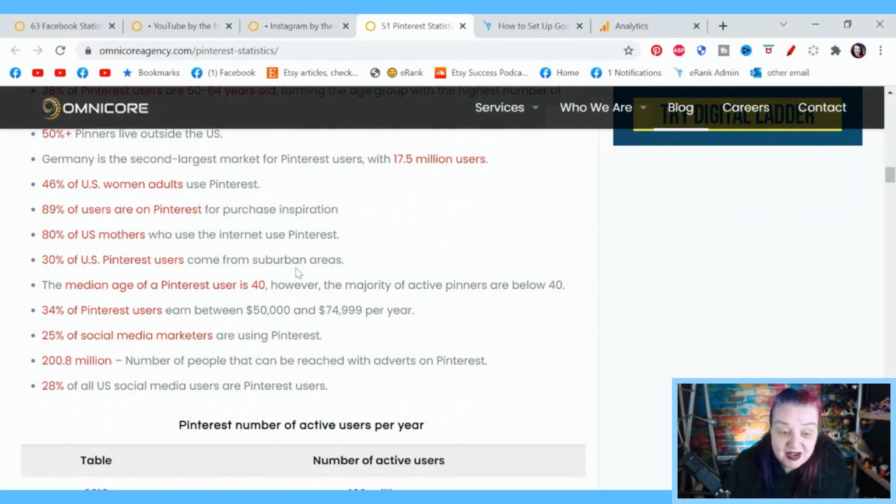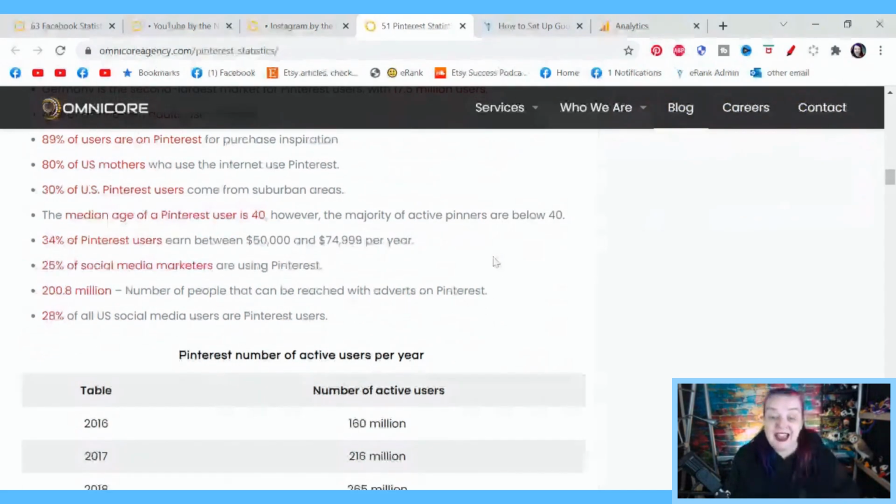So that's awesome. You see different statistics here. They're from suburban areas, and the median age is over 40, but active pinners are below 40. 25% of social media marketers are using Pinterest. There we go, folks. That's all the ones I have data on for just now. Hopefully that's kind of interesting.